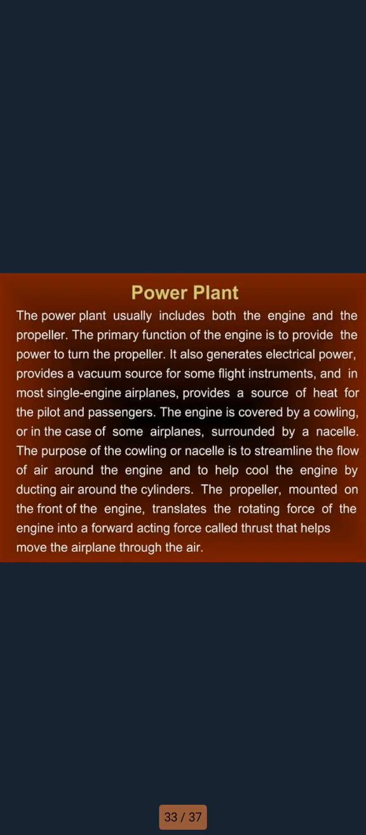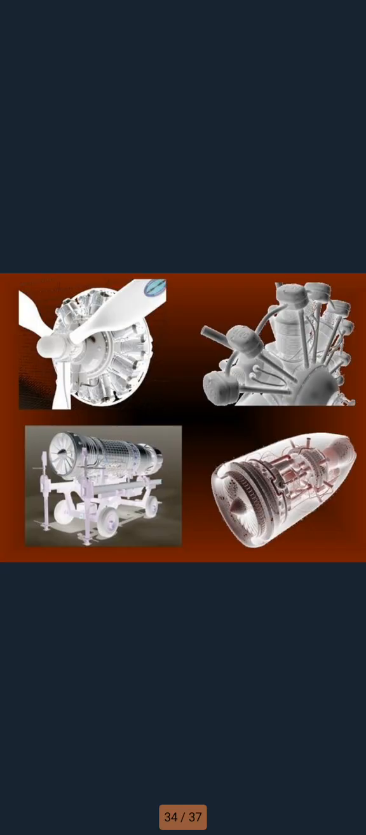The engine is covered by the cowling or, in the case of some aeroplanes, surrounded by a nacelle. The purpose of the cowling or nacelle is to streamline the flow of air around the engine and to help cool the engine by ducting air around the cylinders. The propeller, mounted on the front of the engine, translates the rotation force of the engine into a forward-acting force called thrust that helps move the aeroplane through the air. We show this in the figures.